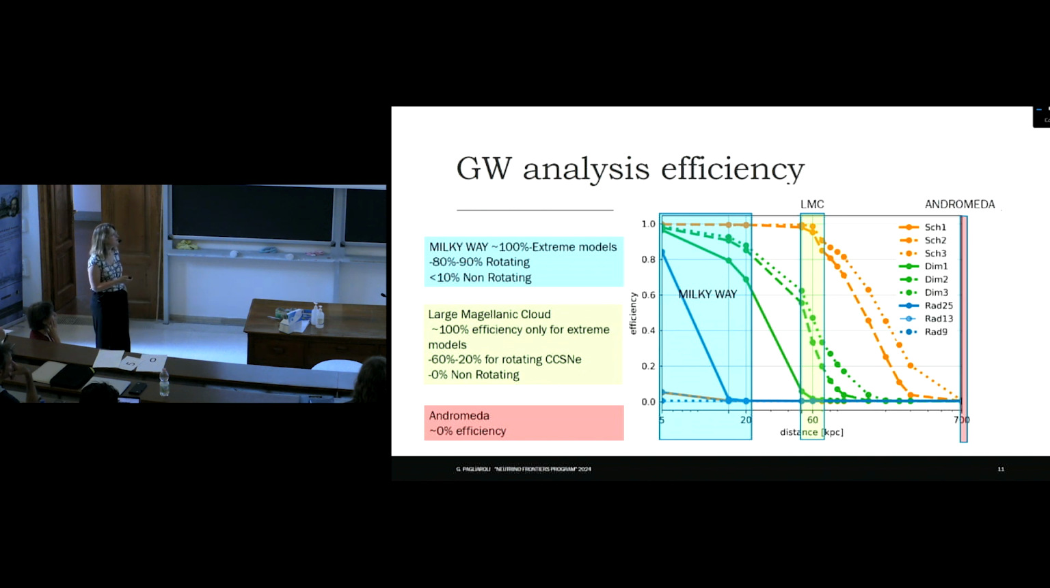Okay, and so of course, for Andromeda the situation is 0, but also for the Large Magellanic Cloud, the efficiency will be 0 for the non-rotating case and 60%, 20% for the rotating case. In order to combine neutrino and gravitational waves, we have some problem deciding how to use these models, so we decided to use the rotating case, because it is the only one that provides an efficiency large enough to be combined with the neutrino detector. So I will show you the combined case for this situation.